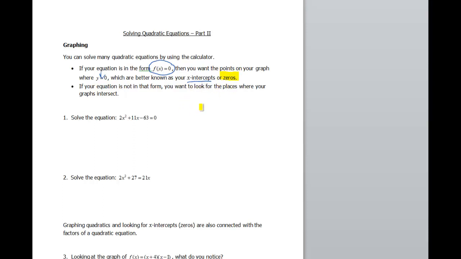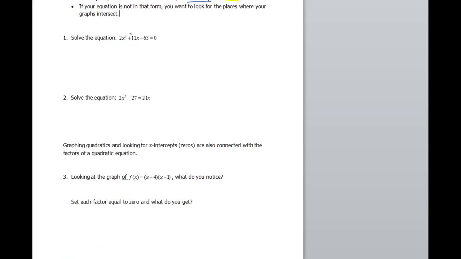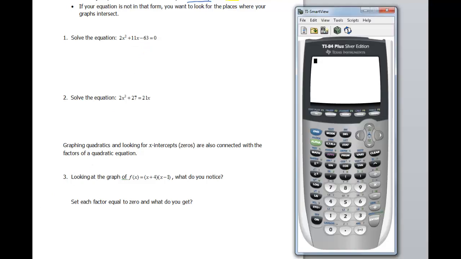If your equation's not in that form, then you can just graph them in your y1 and y2, and then you can figure out where they intersect. So I'm going to show you both ways here today, just so you get practice with both of them. Right, so the first one, let's solve the equation 2x squared plus 11x minus 63 equals 0.